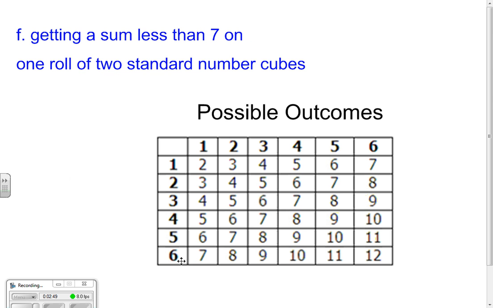Letter F, getting a sum less than 7. So I want less than 7s on the top, totals on the bottom. Less than 7s do not include 7. 3, 6, 10, 15 of them. So there are 15 numbers less than 7 out of 36 total, reduces to 5 over 12.